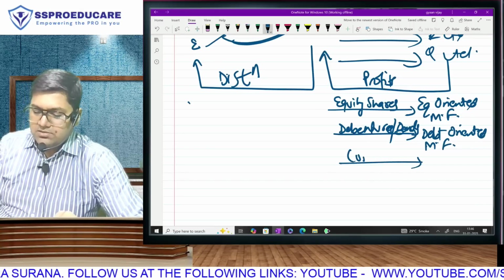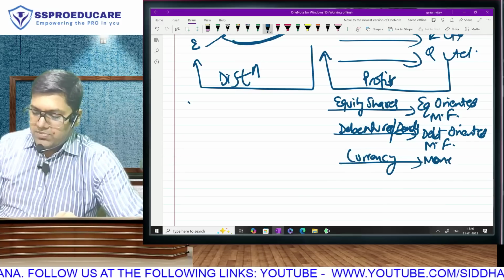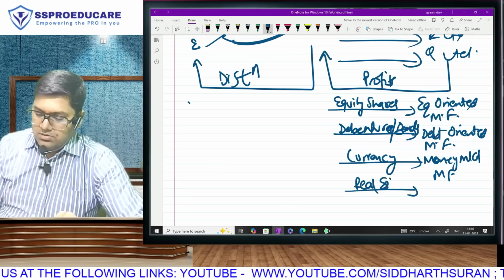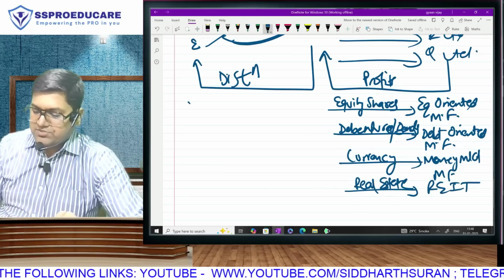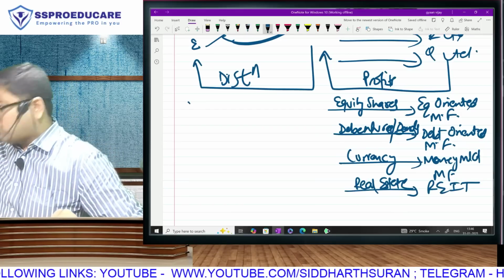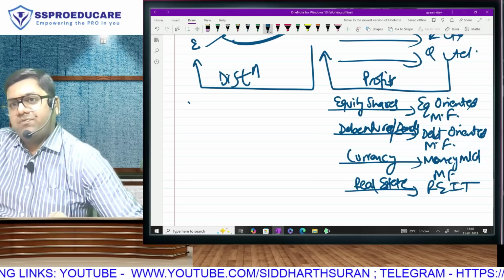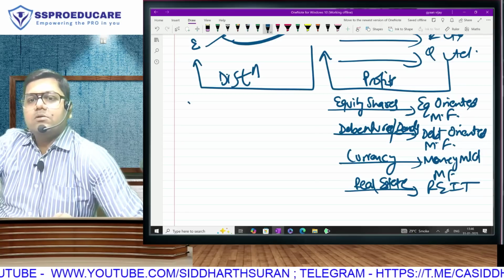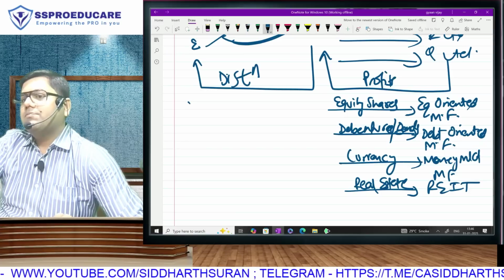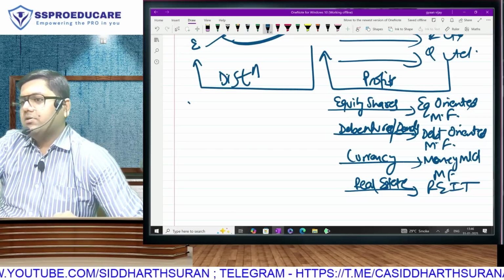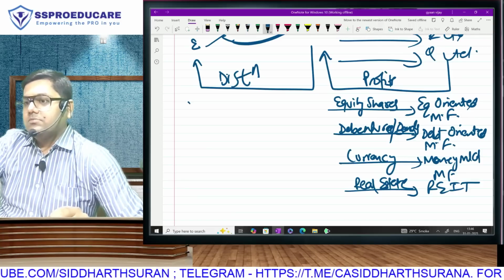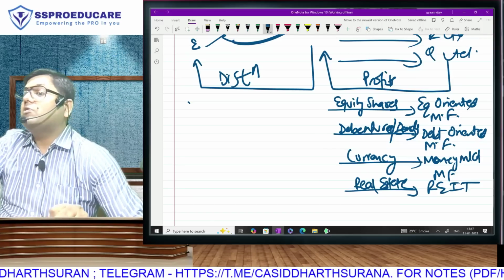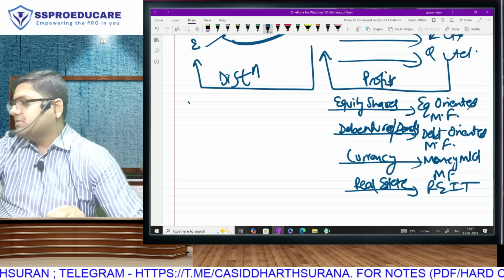Is it possible you are buying currency? We will call you a money market mutual fund. Is it possible you are buying real estate? We will call you something called a REIT, Real Estate Investment Trust. Based on the class of asset you are making investment in, we are going to define the mutual fund. SEBI has laid down separate regulations for all. It will depend on the nature of investment that you are making. You understood? That means any mutual fund which purchases equity shares will be called equity oriented. Any mutual fund which purchases debentures will be called debt oriented.